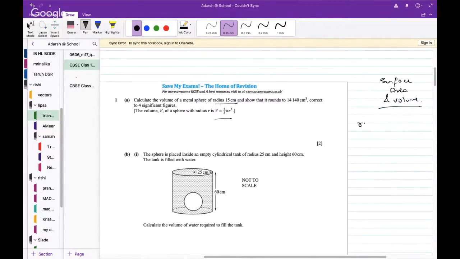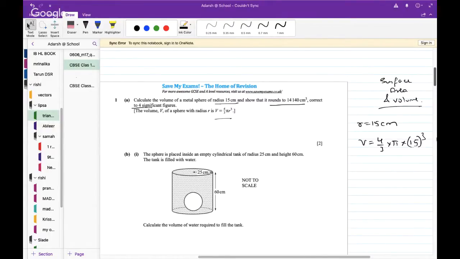So we know that r is equal to 15. Write it somewhere. We have to get the answer correct to four significant figures. Now we have the formula for the sphere, which is volume is equal to 4 by 3 into pi into r, where r is 15 centimeter, whole thing cubed. Please use pi only. Do not use pi as 22 by 7.